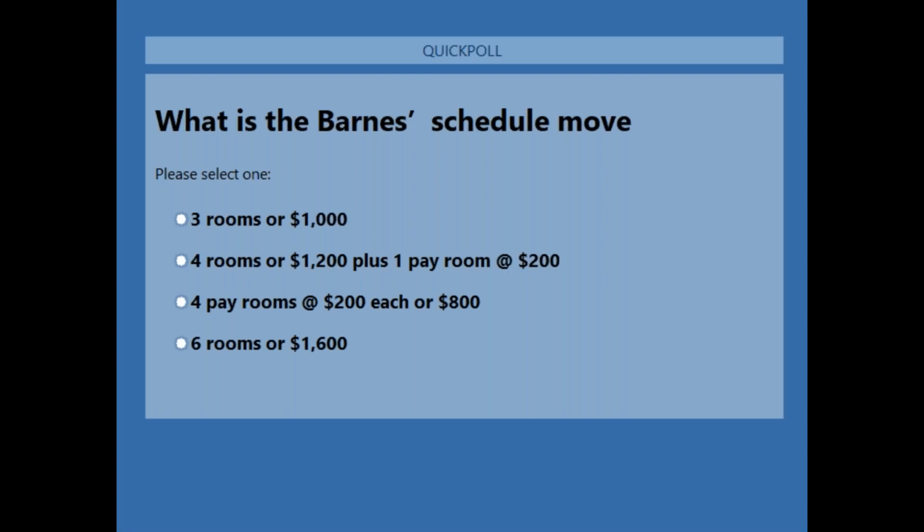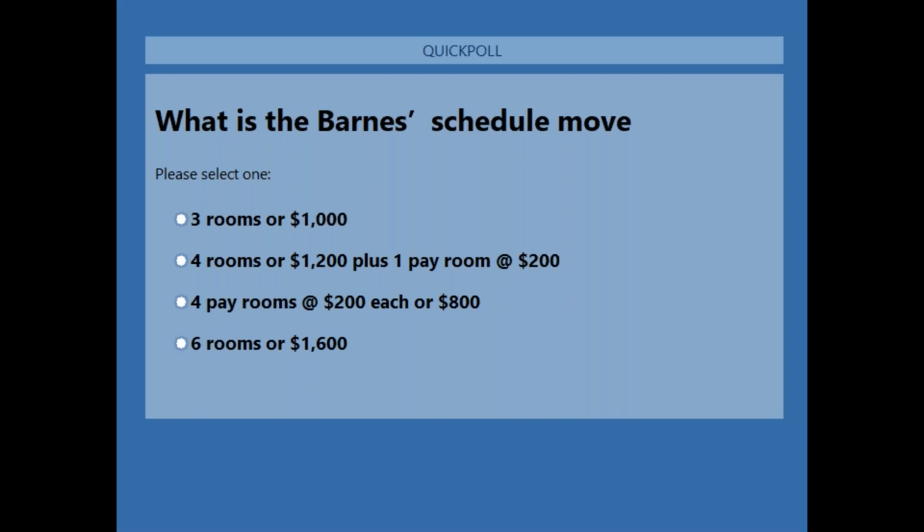So would it be 3 rooms at 1,000? Would it be a total of 4 rooms at 1,200 plus 1 pay room at 200? Would it be 4 pay rooms at 200 each, or 800? Or would it be 6 rooms at 1,600?